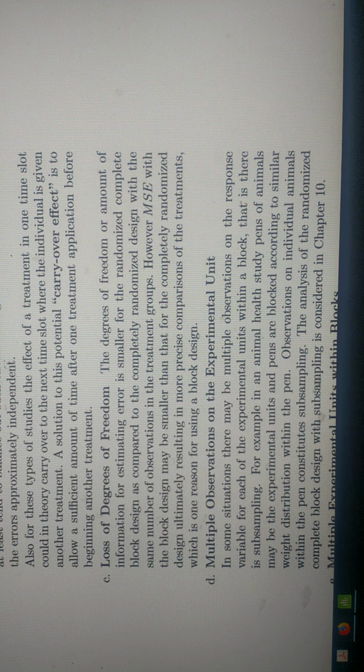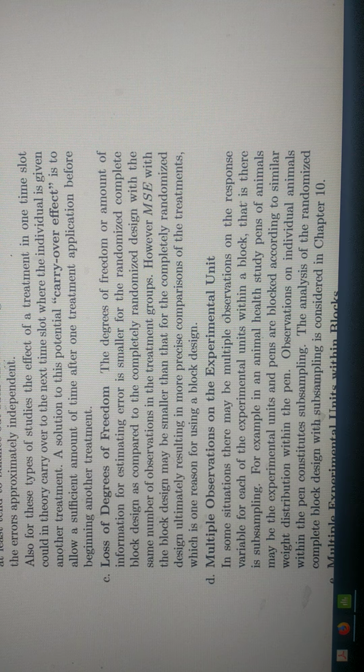Whenever you do a block design, it's really a trade-off. You're having an advantage and a disadvantage of using that block. If your block really explains a lot of the variability in the data, it's a good thing to do. Because by reducing that variability, you're going to reduce your sums of squares for error. It's going to give you more power to detect true differences amongst your factor levels.